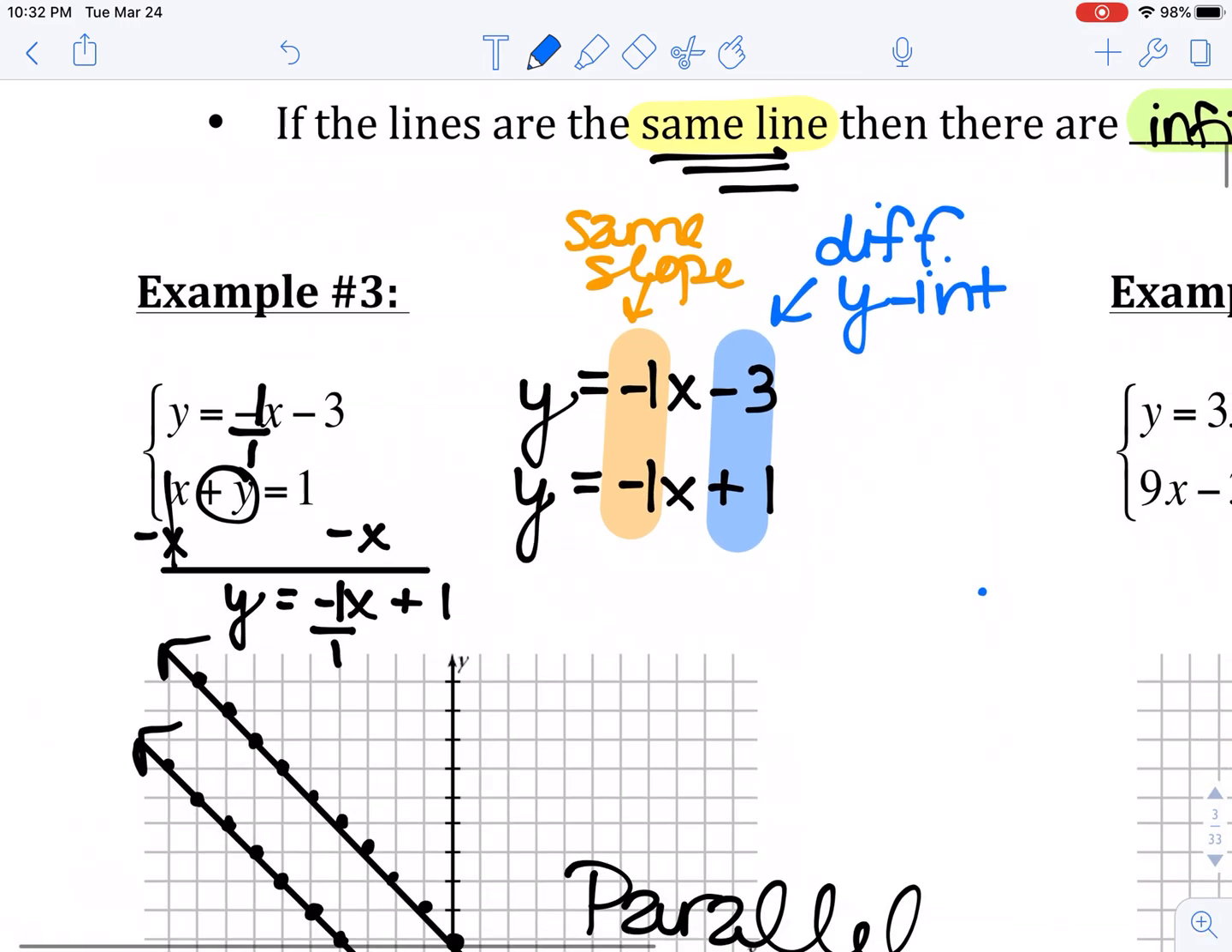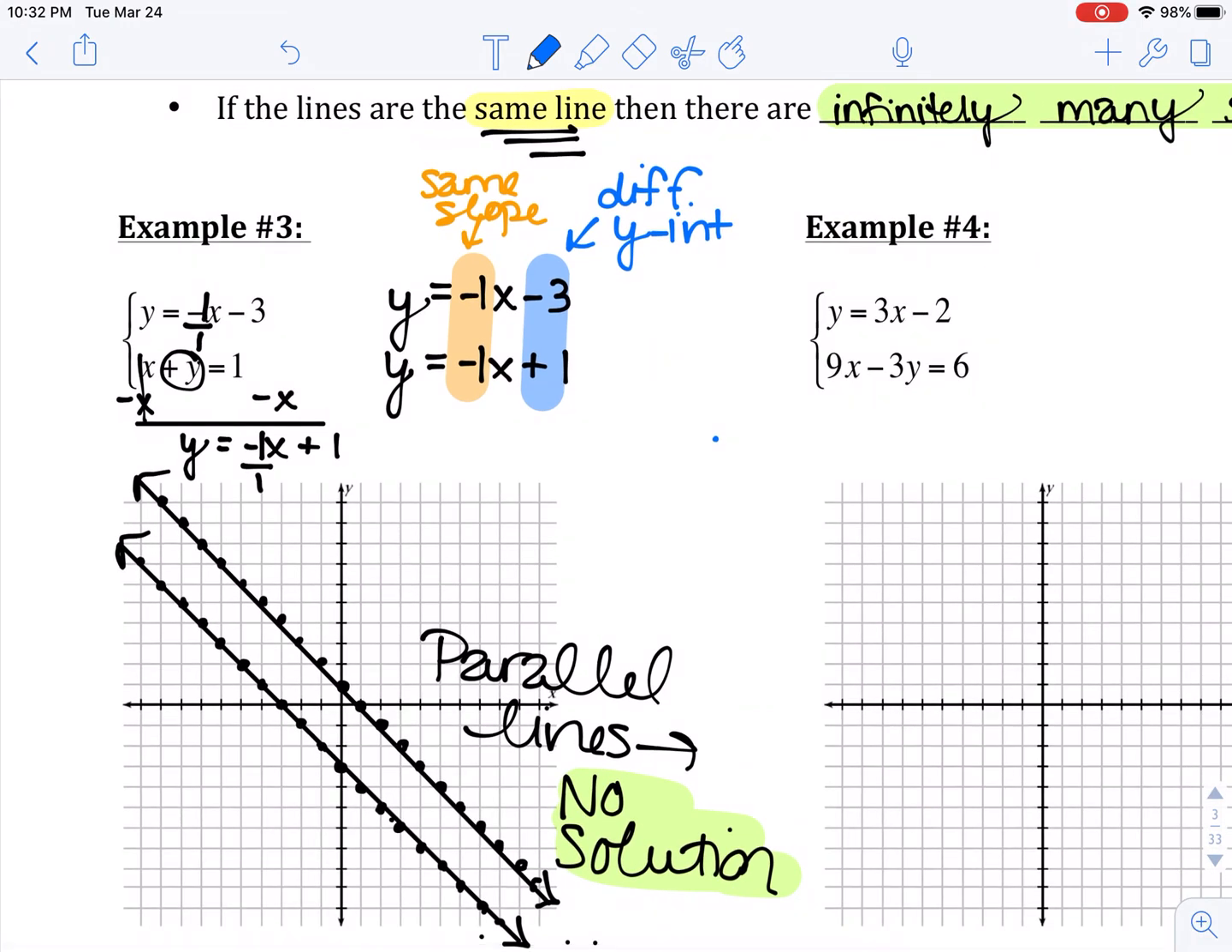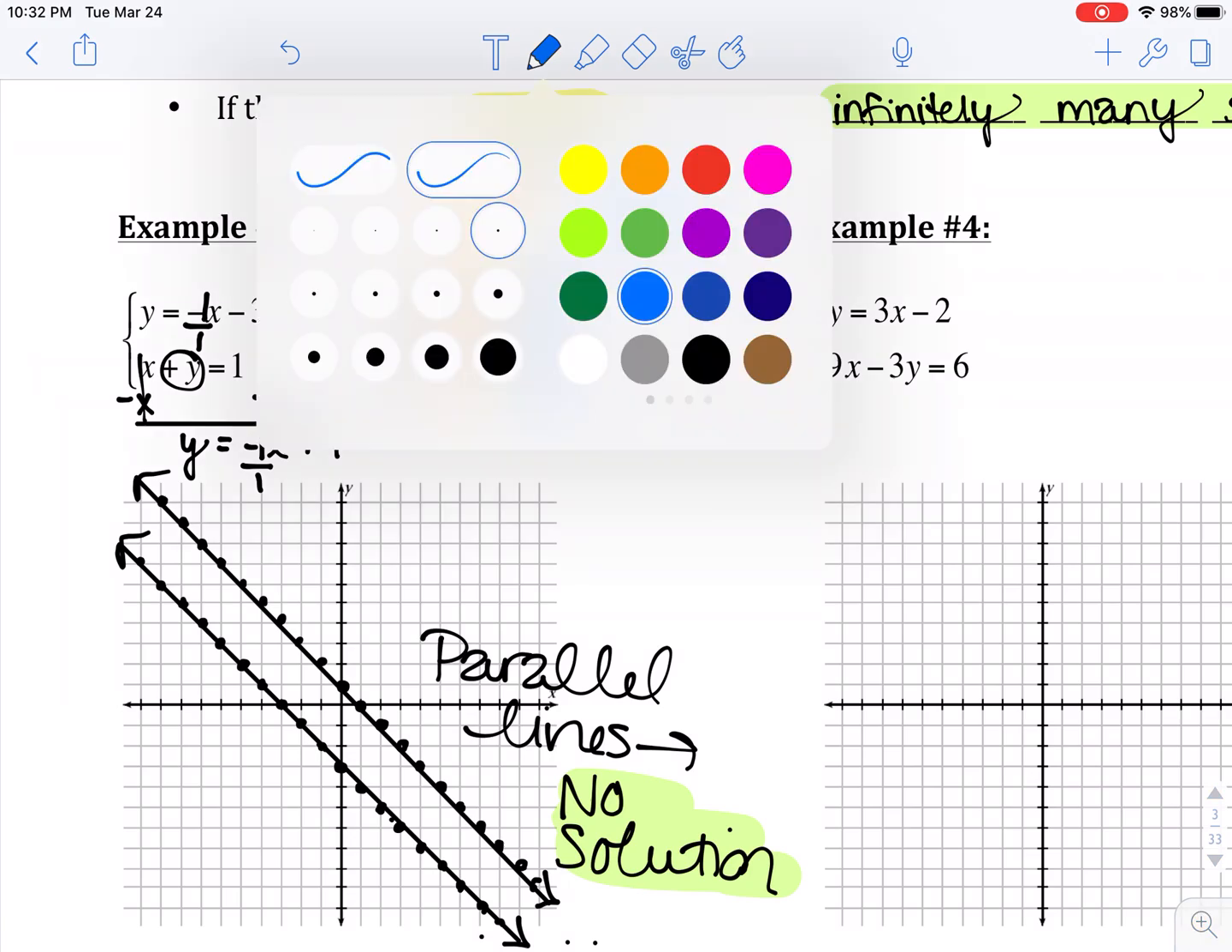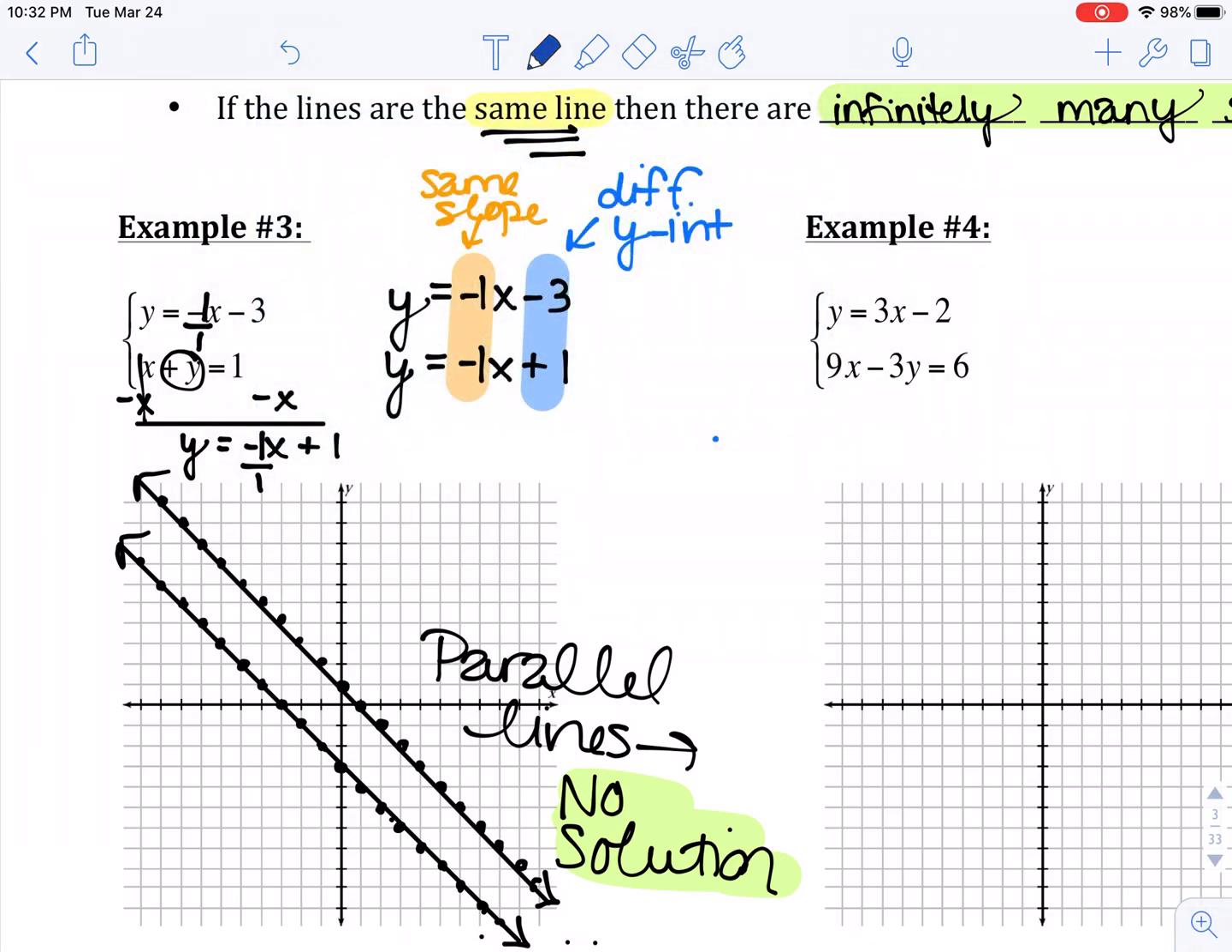Okay, so some of you who are probably already pretty good at this, just from remembering it from previous classes or even from when we did it a few weeks ago, you may already be able to just look at a set of equations and tell right away if there's going to be no solution. If you see same slope, different y-intercept, that tells you they're parallel, which automatically means there's no solution. You could figure that out without even having to graph them.